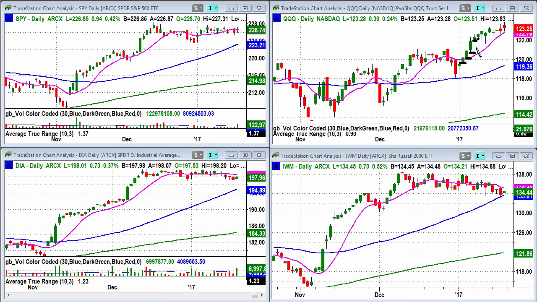Now, the other thing I want you to notice is that when it starts moving like that, the wicks are relatively small on the downside, which means that the open occurs relatively close to the low of the day.